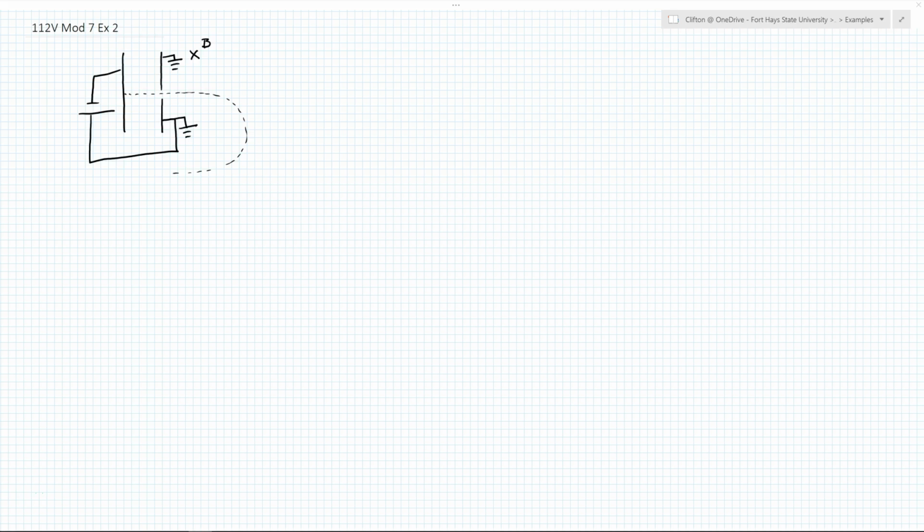This is example 2 in Module 7. So we have a setup where an electron is pulled off of the negative plate of a capacitor. It's accelerated through the interior of the capacitor because we know that there's an electric field inside the capacitor. And then it escapes the capacitor through a small opening, say a pinhole.